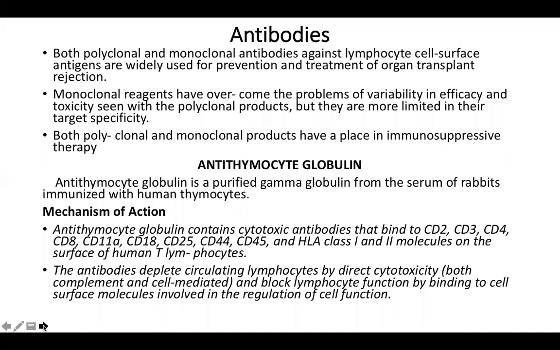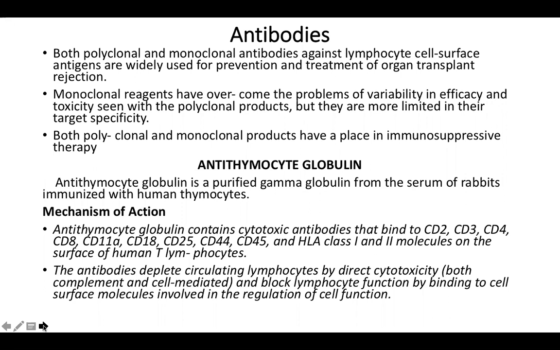Now we'll quickly have a look at antibodies. Both polyclonal and monoclonal antibodies against the lymphocyte cell-derived cell surface antigens are widely used for prevention and for treatment of organ transplant rejections. Monoclonals have overcome the problems of variability in efficacy and toxicity seen in the polyclonal products, but are more limited in their target specificity. So both polyclonal and monoclonal products have a place for immunosuppressive therapy. Okay, so it depends upon which one is more specific for what conditions.